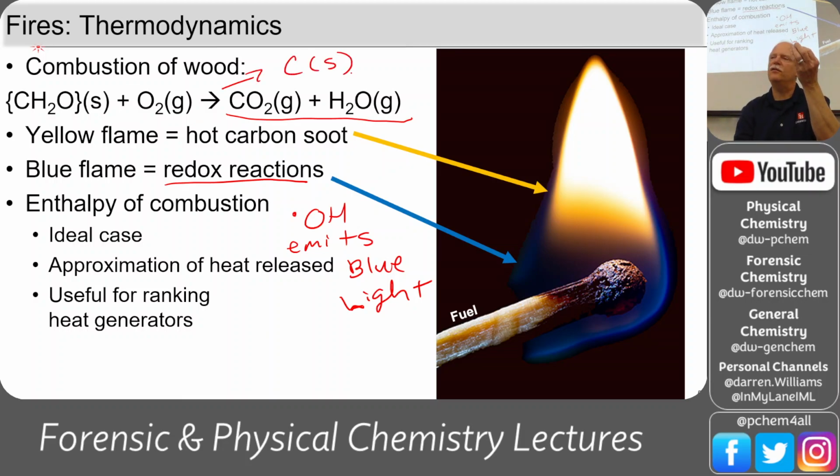And those little clusters of hot carbon are what emit the yellow light. And this hot carbon soot gives off black body radiation. You guys have had PChem 1, so black body.